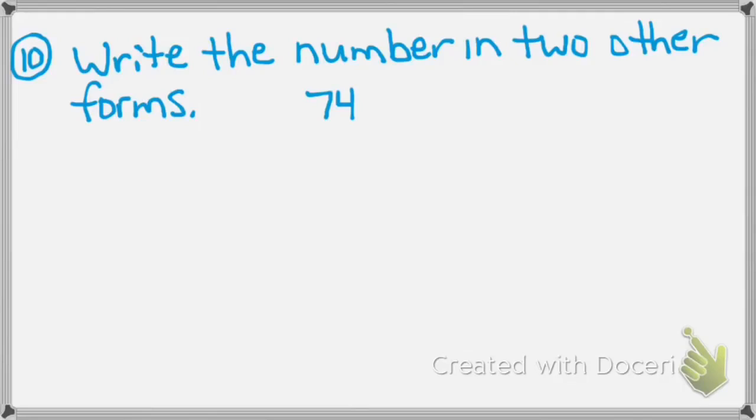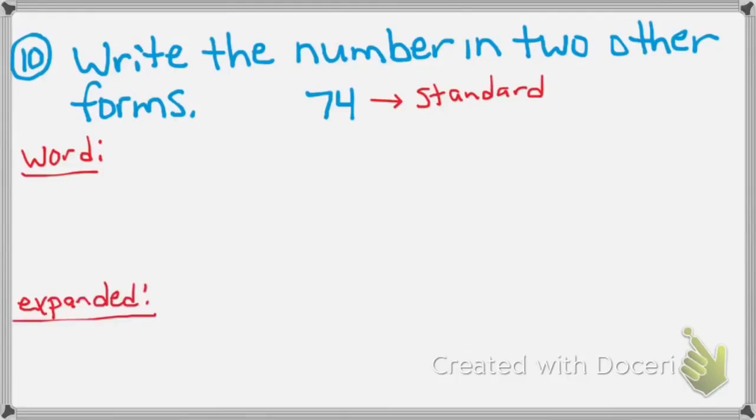So example number 10 says write the number in 2 other forms. The number they give us is 74. First thing I say to myself is I know that there are 3 forms, 3 ways to write numbers: standard, word, and expanded. What form did they give me? Well, this is standard form. So since they gave me standard form, I still need to write this number in both word form and expanded form. I set myself up for both of them right away, so remember that I need to write 2 other forms and don't get confused and think I'm done after I've written only one other form.